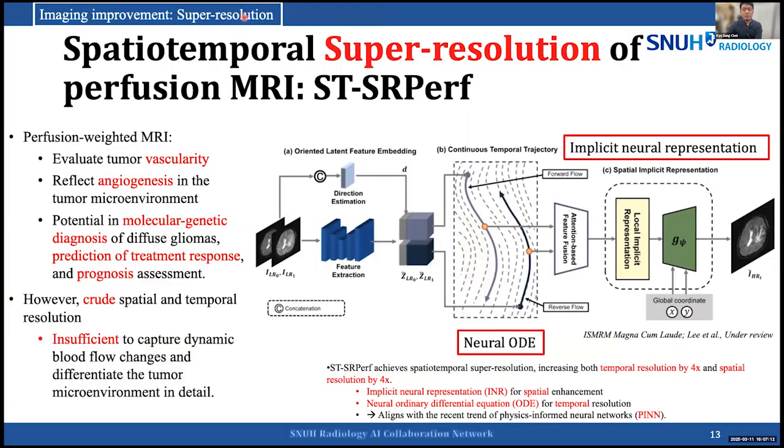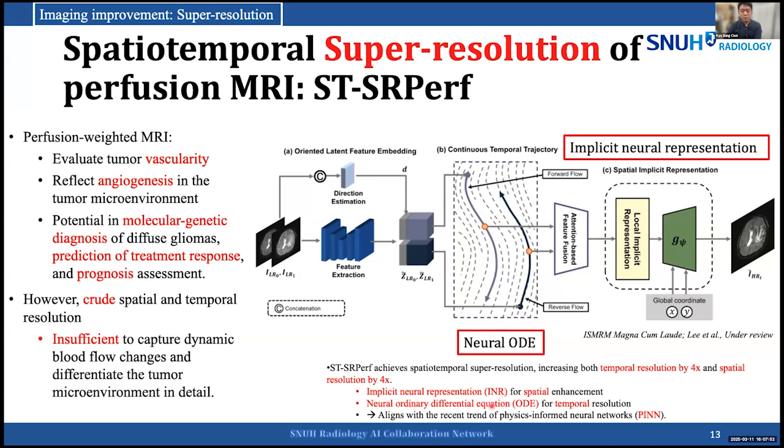Next topic is about super resolution, particularly for perfusion MRI. As you know, PWI evaluates tumor vascularity and has potential in molecular genetic diagnosis, prediction of treatment response, and prognostication. However, the coarse spatial and temporal resolution is insufficient to capture dynamic perfusion changes and detail the tumor microenvironment. We proposed the simultaneous spatial temporal super resolution framework, STSR-PERF, which increases temporal resolution by 4 times and spatial resolution by 4 times.